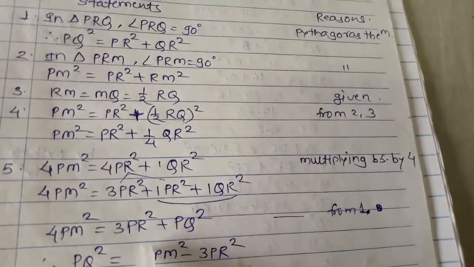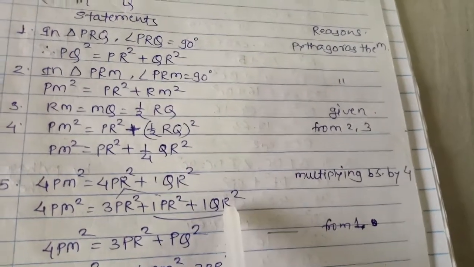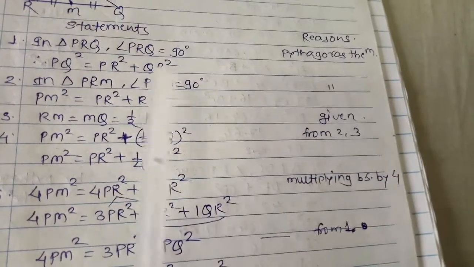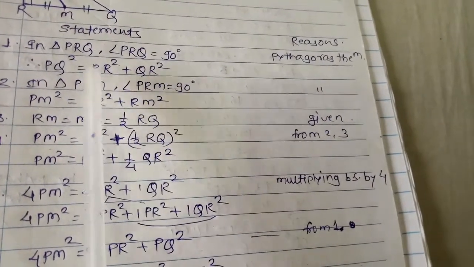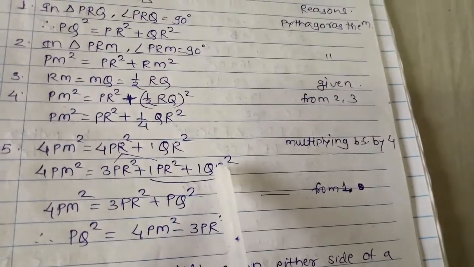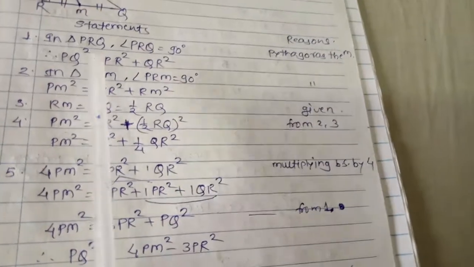So 4PM square is equals to 3PR square as it is. Now see PQ square and PR square. Now see the first statement. So what we get by the addition of PR and QR, that is PR square plus QR square. When we take the addition we get PQ square. Now instead of writing these two terms we write PQ square, which we take from the first statement.